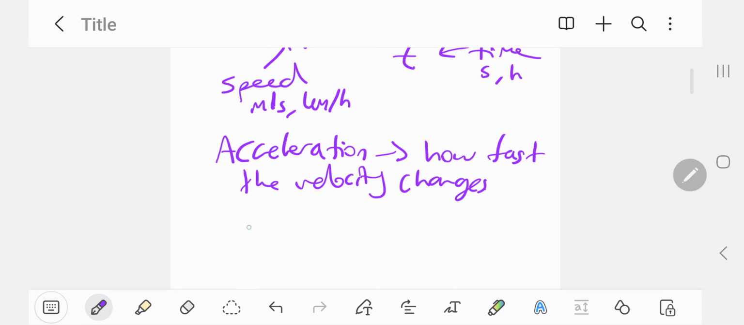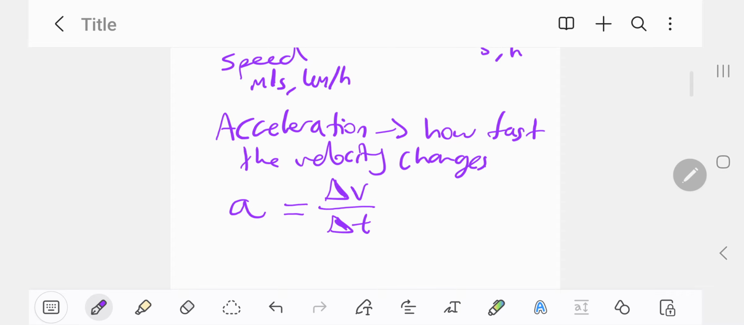How do we write this mathematically? We use the symbol lowercase a for acceleration, the first letter of the word acceleration. That's equal to the rate of change of velocity over time. So for rate of change, I'm going to use some notation here: delta v over delta t.